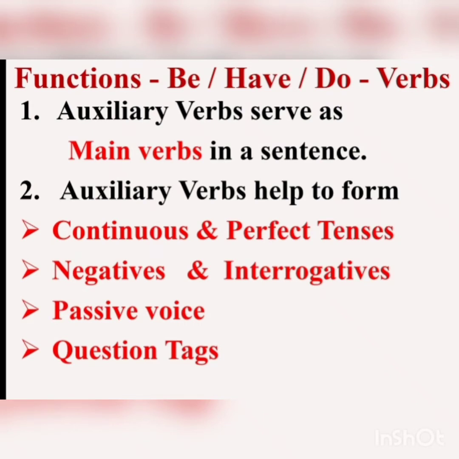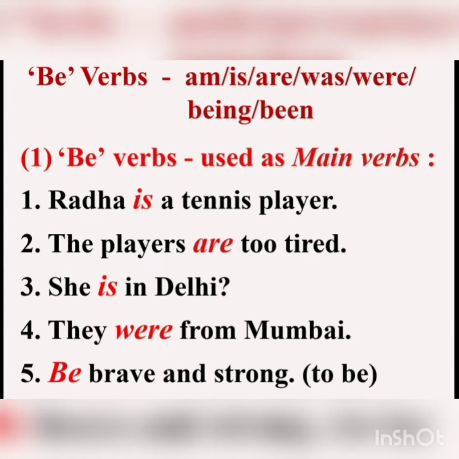Usually in the verbs we have studied, a verb means action. But here these auxiliary verbs will not show or will not have any action. When I say that Radha is a tennis player, here is just tells us who Radha is, she is a tennis player. You don't find any other action word in this sentence.